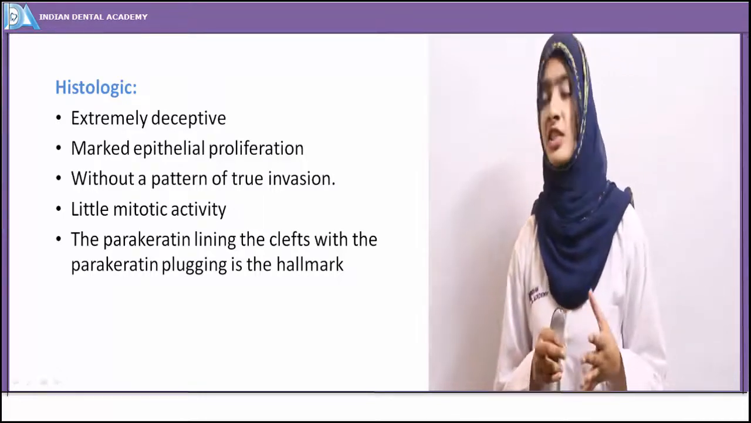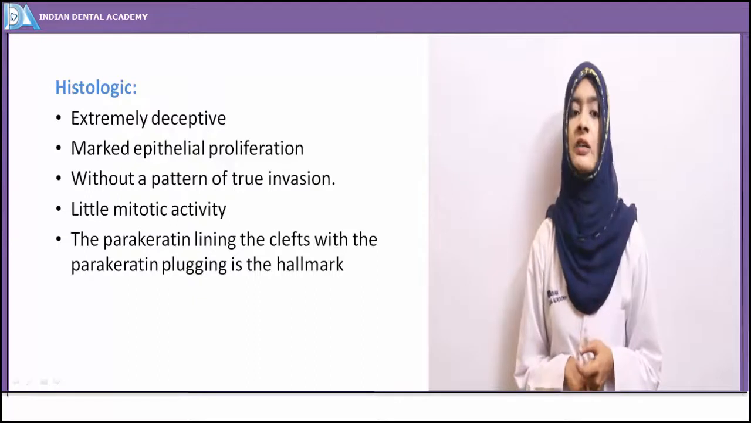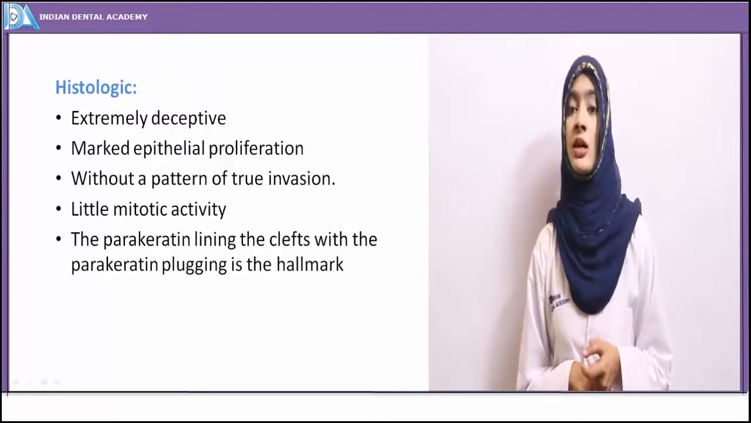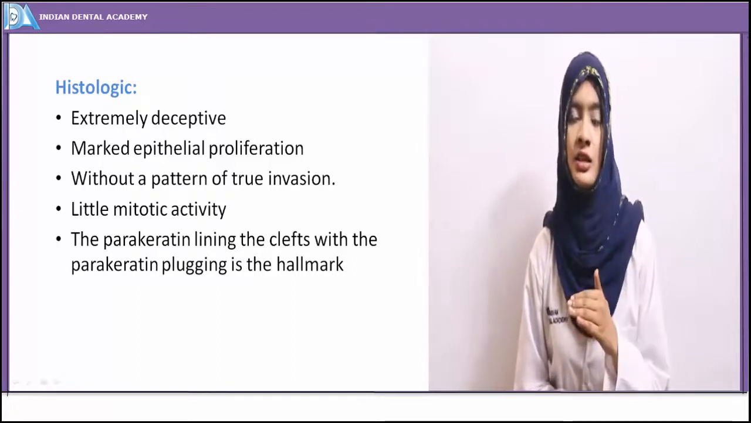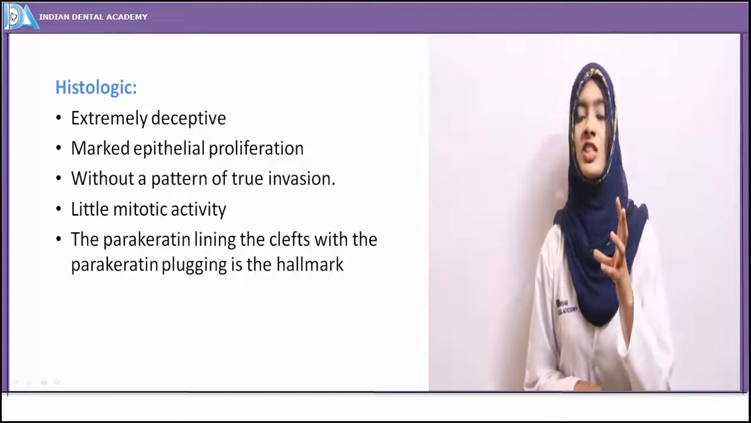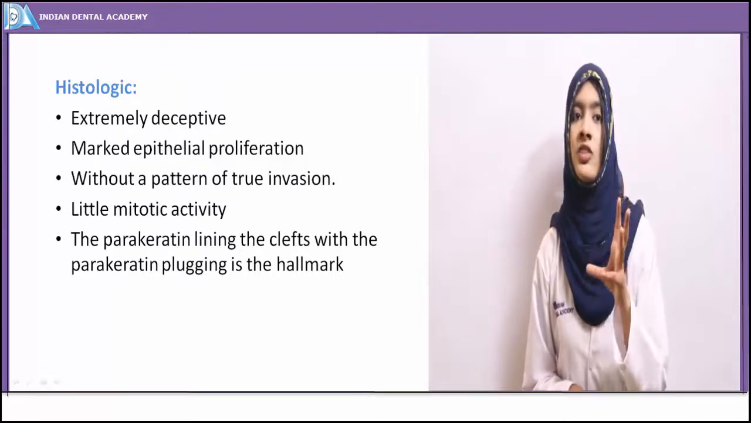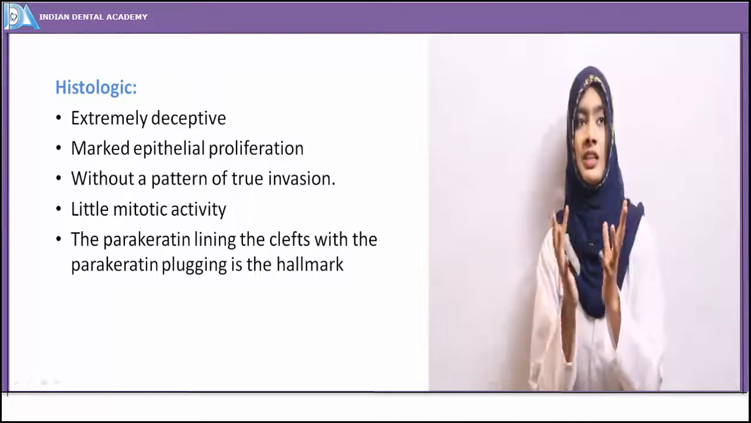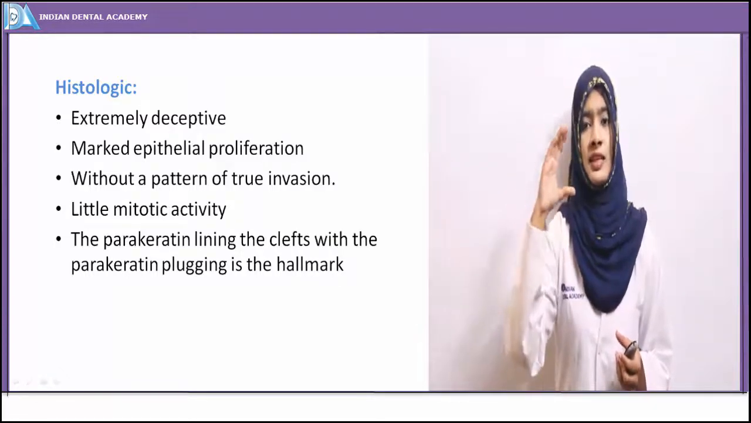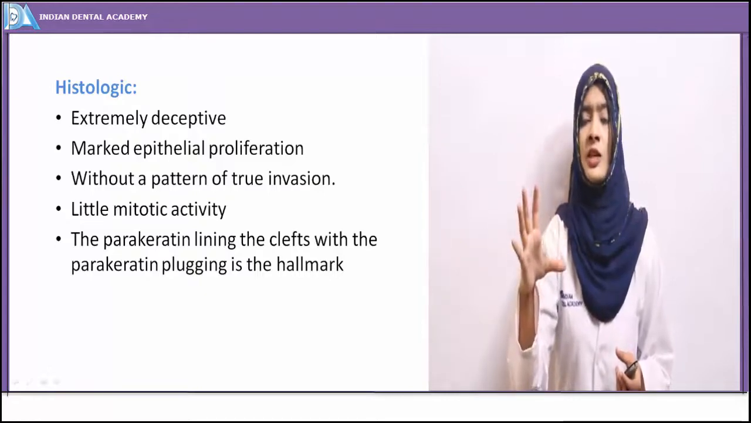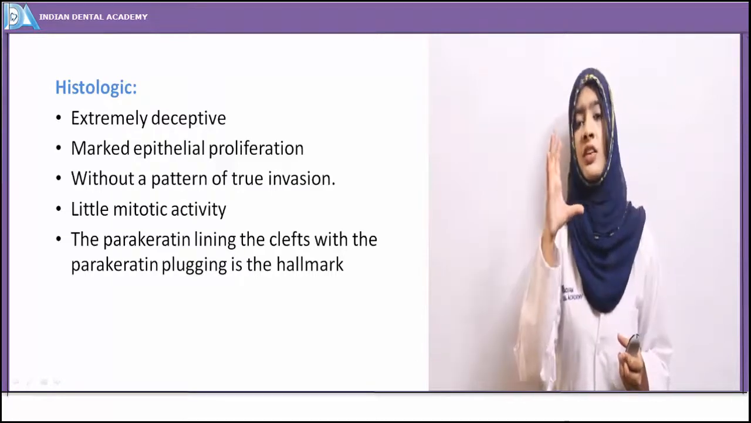So epithelial proliferation is marked without features of true invasion. That is, the epithelial islands themselves are not seen in the connective tissue or the rete ridges. Just the keratin deposition is seen. Mitotic activity is relatively less in number, because the dysplastic features are not so prominent to be diagnosed as squamous cell carcinoma. Only the keratin deposition is seen, but in the characteristic dysplastic cell, there will be increase in size, increase in nucleus, increase in nuclear cytoplasmic ratio, and characteristic appearance of intercellular bridges, that is keratin, will be seen.